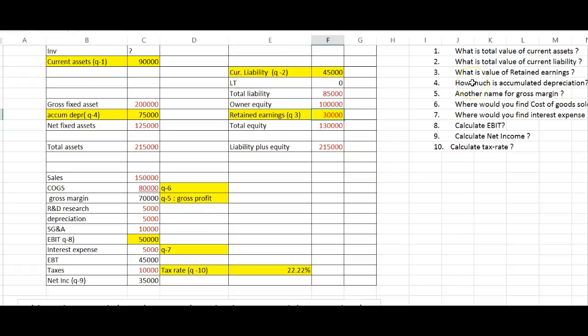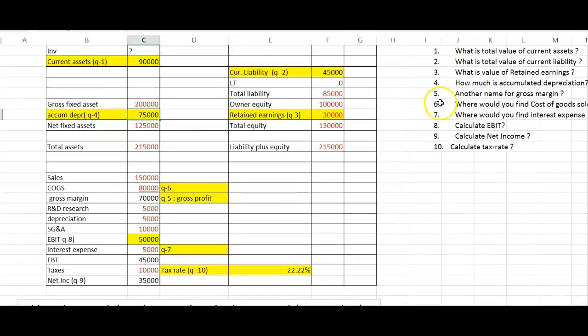Question 4 is, how much is accumulated depreciation? This goes in the balance sheet, on the left side over here. We know the net fixed assets are calculated by taking the gross fixed assets and subtracting the cumulative depreciation that has taken place up to that point in the balance sheet, and then we get the net fixed assets. In this case, we knew the gross fixed assets, we knew the net fixed assets, and we would back into the accumulated depreciation. Okay.